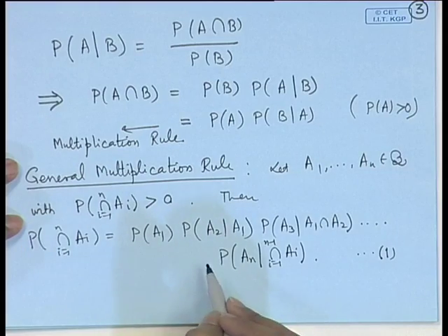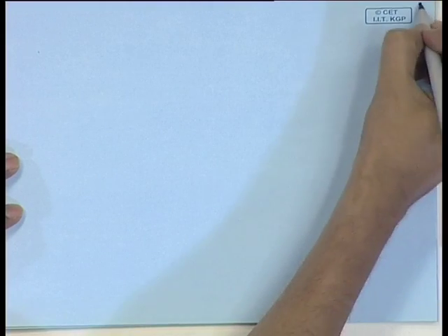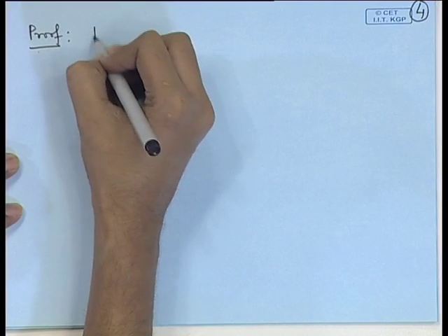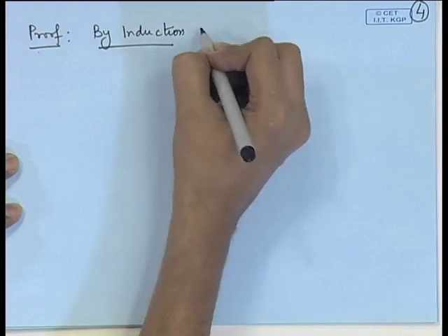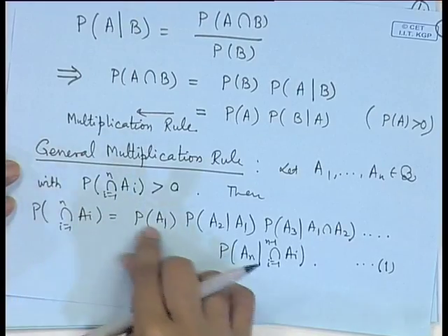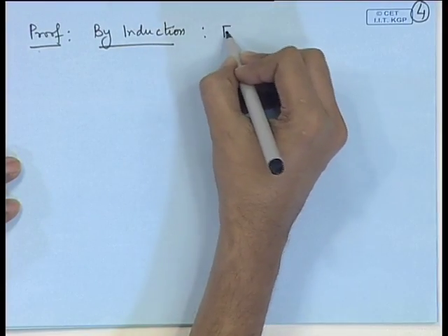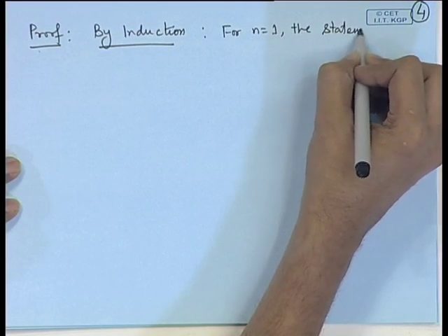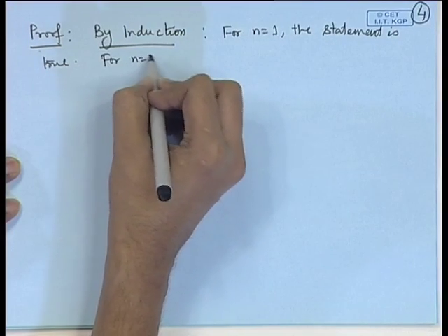In order to prove this one, we can follow induction. By induction, for n is equal to 1, the statement will reduce to simply probability of A1 is equal to probability of A1, which is trivially true. So, for n is equal to 1, the statement is true.